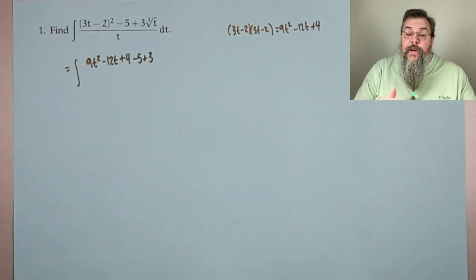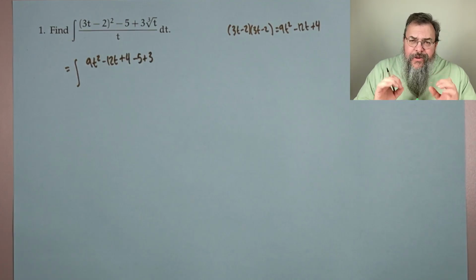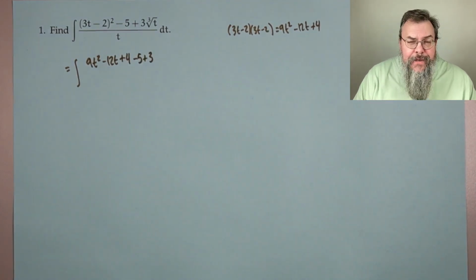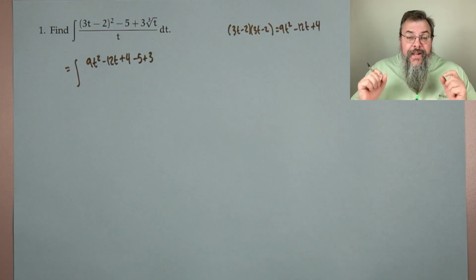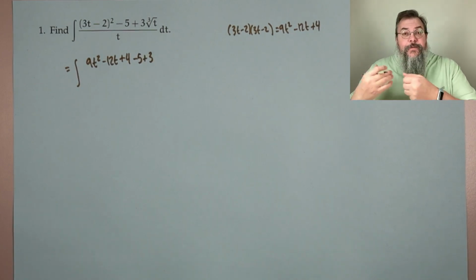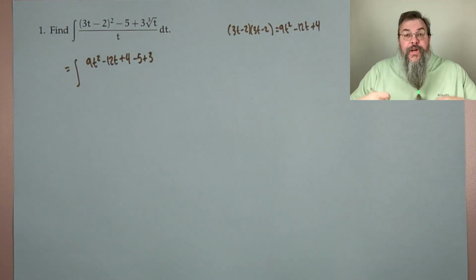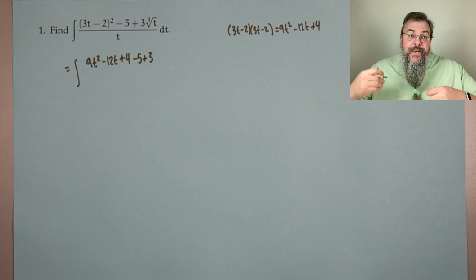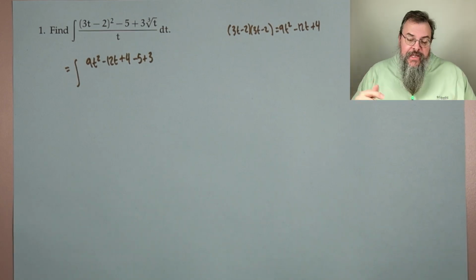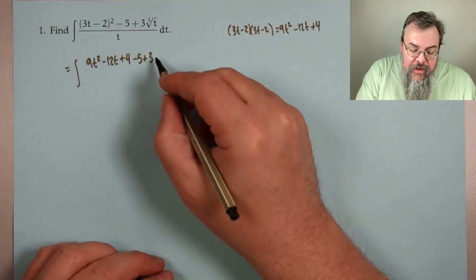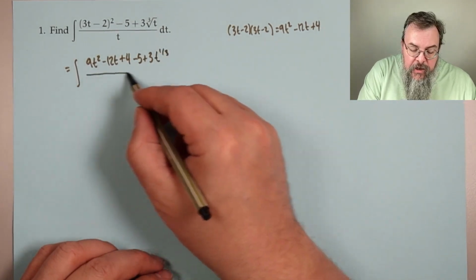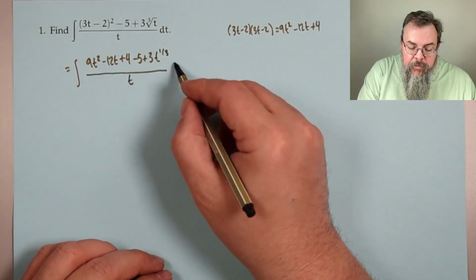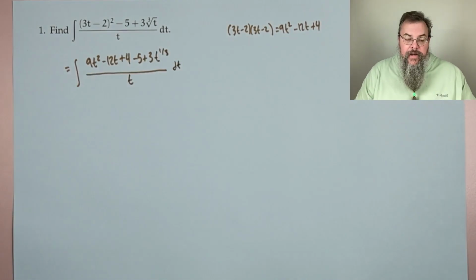3 times the cube root of t. This is a great way to write it algebraically, but we want to write it calculus friendly. Now, when I say calculus friendly, friendly with the rules. So the rules are set up as like t to a power. And so we're going to rewrite this as t to the 1/3, all divided by t. All right.